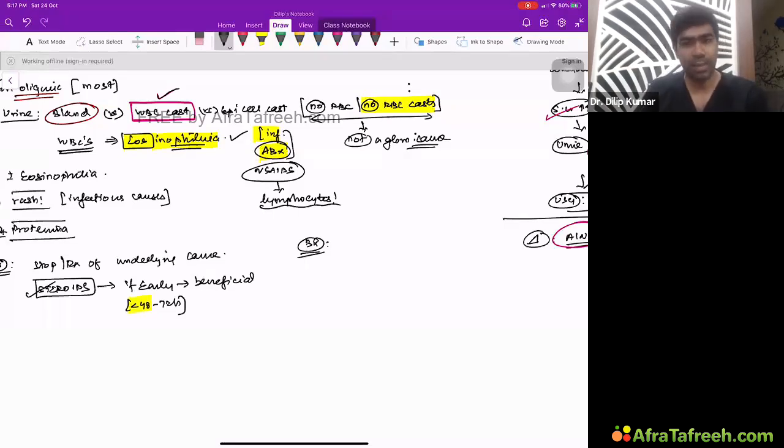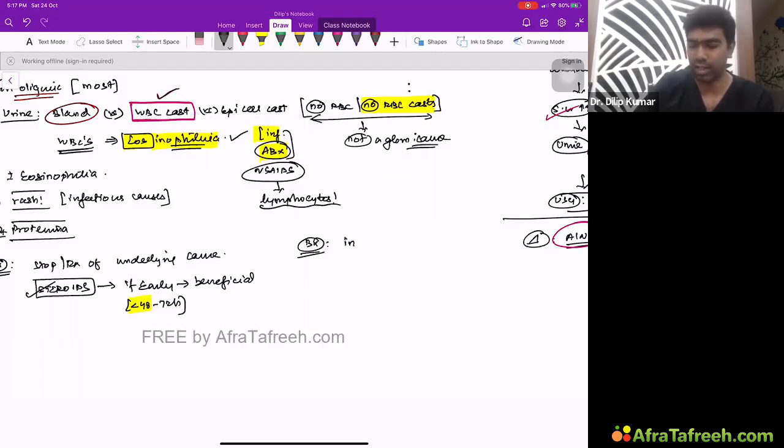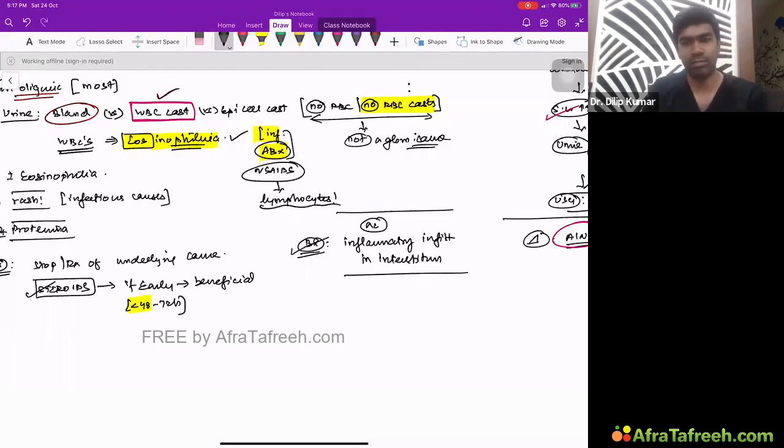So a biopsy may be needed in some cases where creatinine is worsening, or we don't have a clue, or creatinine is not improving at all. If it's an allergic interstitial nephritis, you will see inflammatory infiltrates in the interstitium. It could be lymphocytes or eosinophils, it doesn't matter. It could be a mixture of infiltration, but typically you will see an acute inflammatory infiltrate in the interstitial area. This is a classic biopsy finding, and that's straightforward.